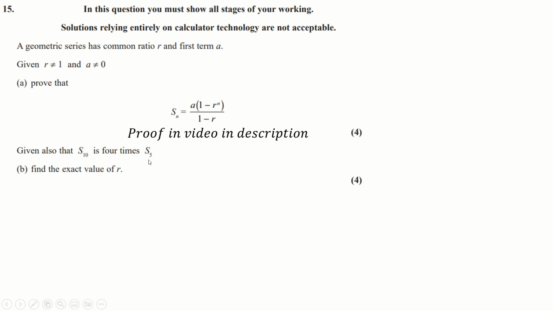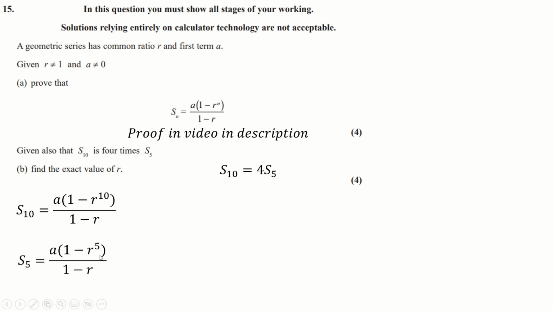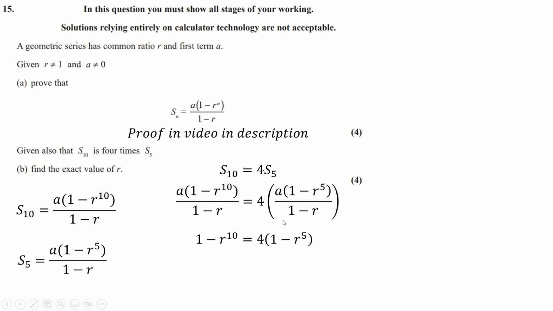Anyway, given S10 is 4 times S5. So S10 is just what happens when you put 10s into this input here, and S5 when you put in 5s. S10 is 4 times S5. That means S10 equals 4 S5. Just replace with these two results. You can cancel the A's here, and you can cancel the 1 minus R's because A isn't 0 and R isn't 1, so you're not dividing by 0 there, so we just end up with this. And then, of course, we can rearrange this to get this eventually.